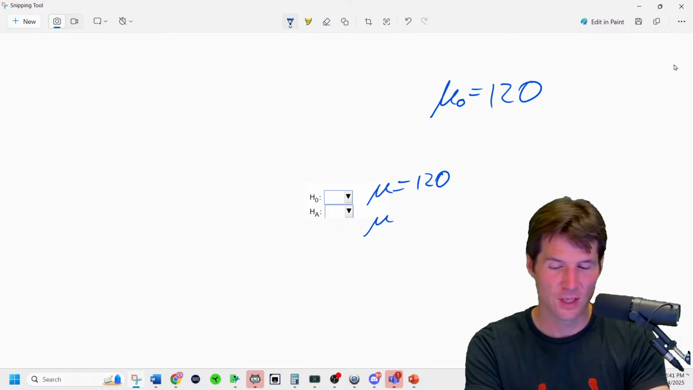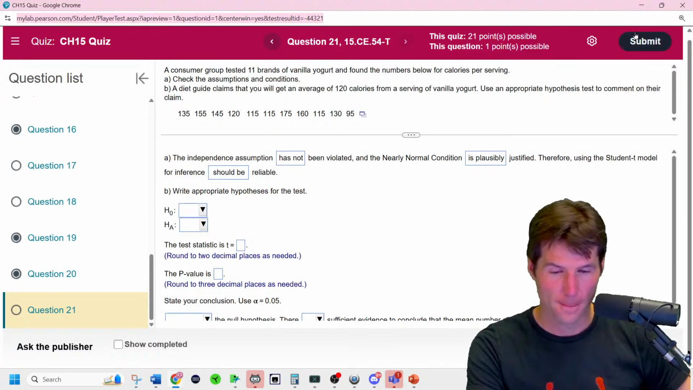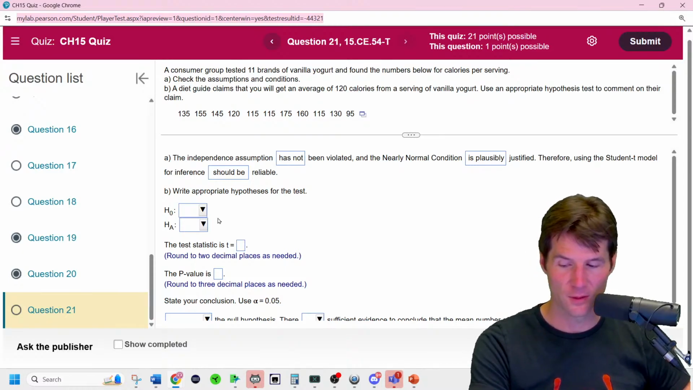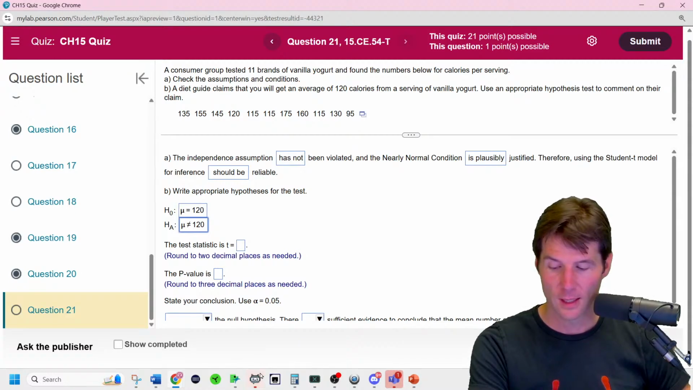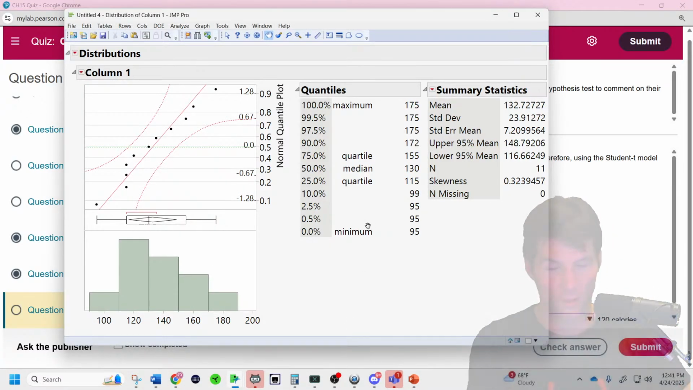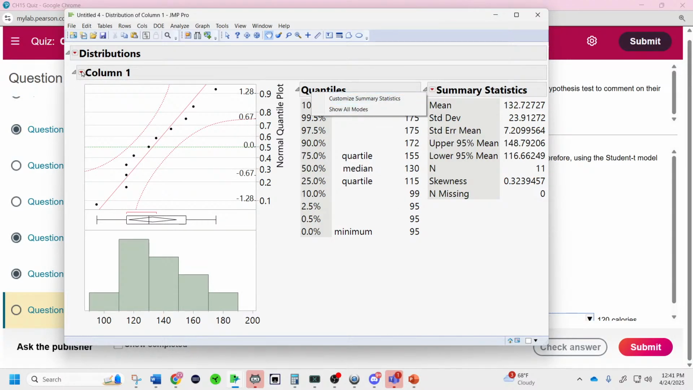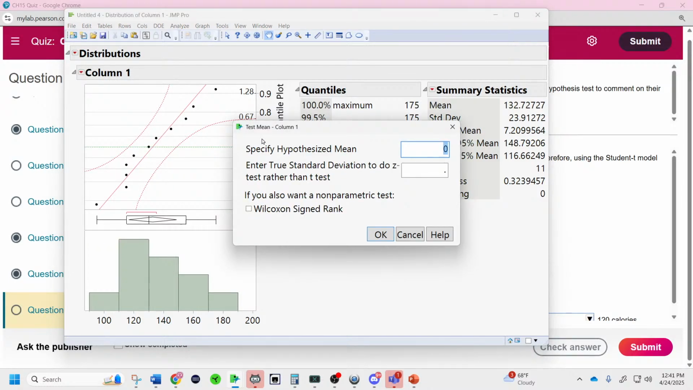And we're seeing if it's not true, I think. So we're going to say mu not equal 120. And let's see if we're testing not equal to. Yeah, we're just testing their claim to see if it's true. So the null is the true mean calories is 120. The alternative is the true mean calories is not 120. And now we can run the test. It's very simple inside of JMP. You just go over here and do t-test for the mean and type 120.